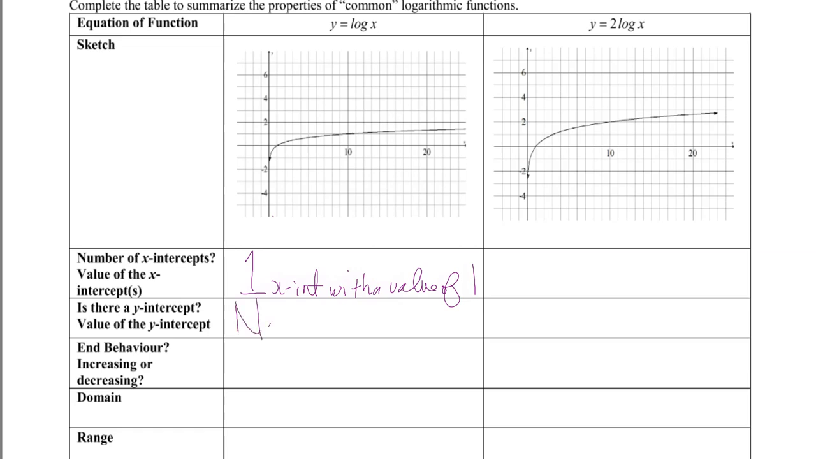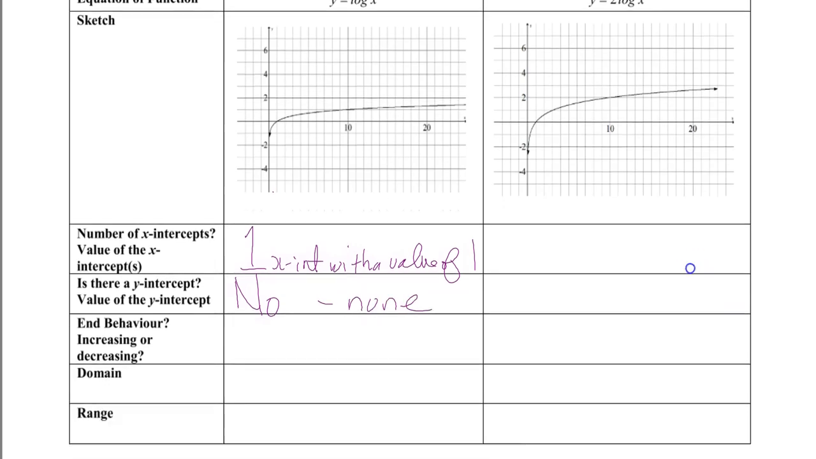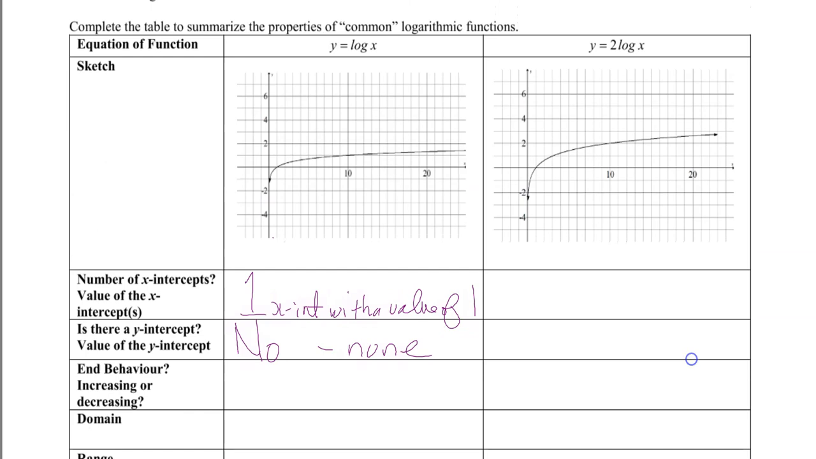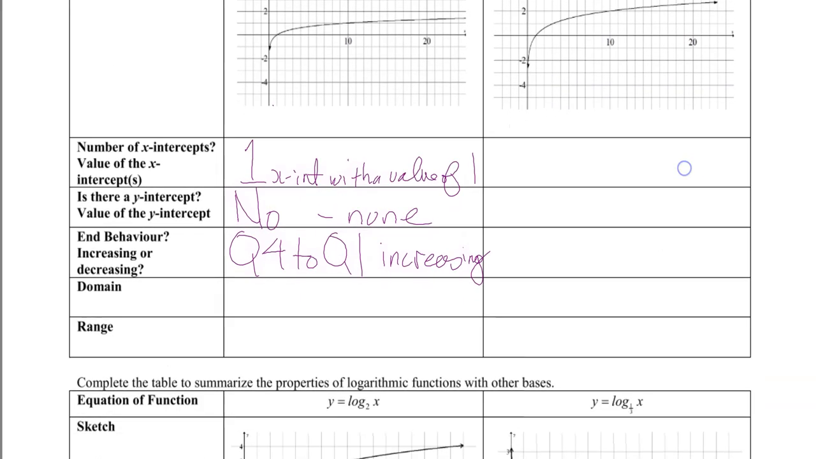No. Okay, so value of the y-intercept? None. There is not one. What is the end behavior? Q4 to Q1. And is it increasing or decreasing? So Q4 to Q1, and it's going up, it's increasing. Domain?